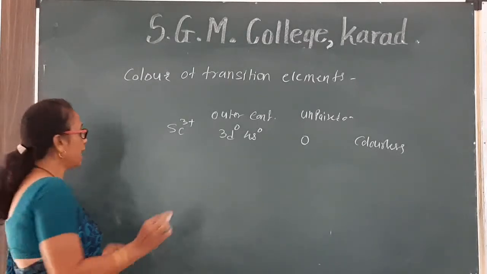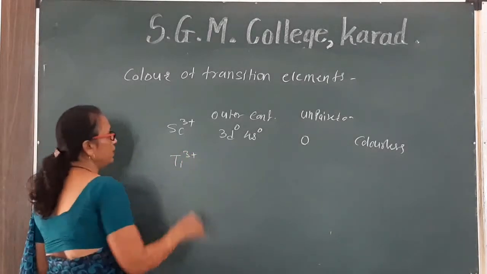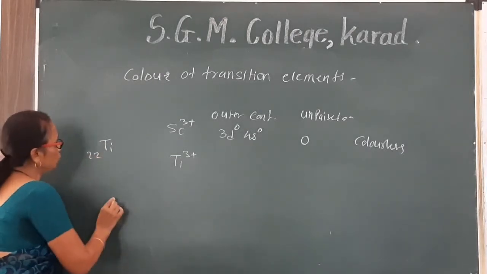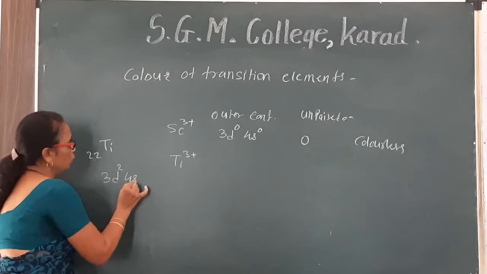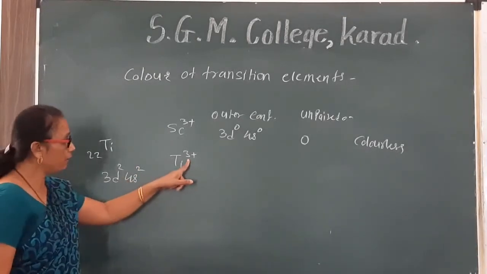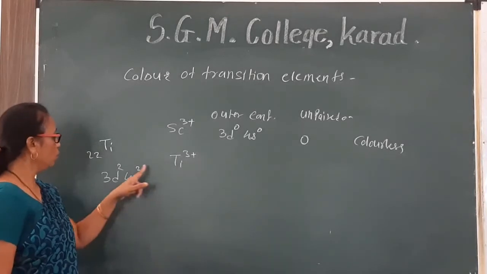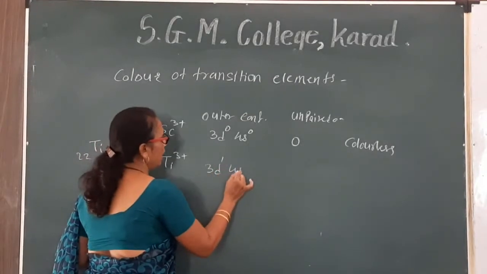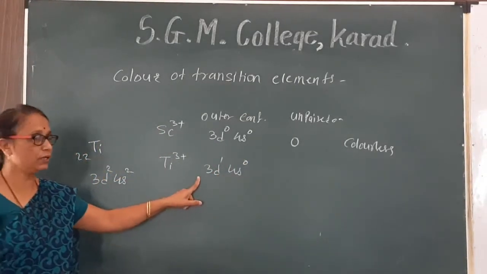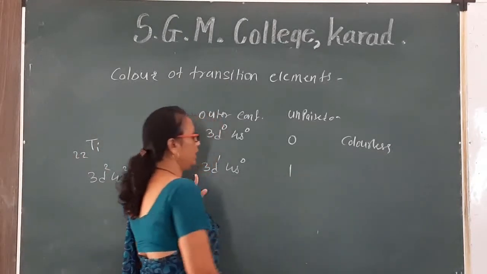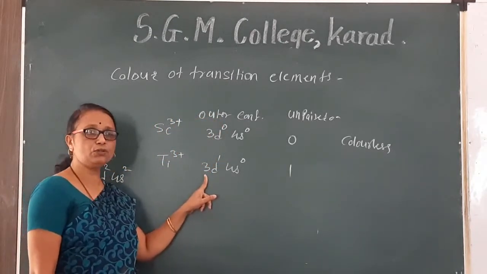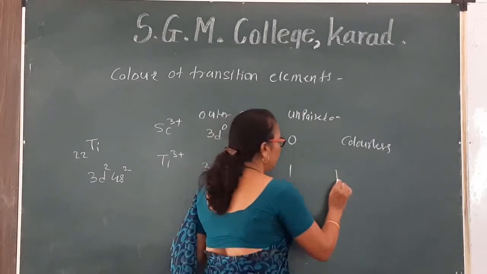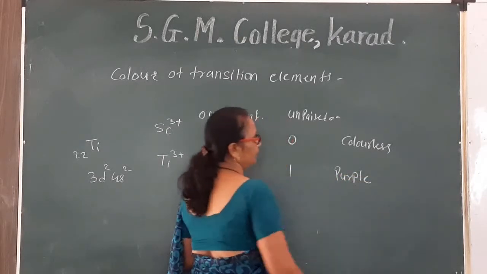Then we see the Ti 3+ ion, titanium 3+. Titanium, second element, atomic number 22, electronic configuration 3d2 4s2. In Ti 3+ there is a loss of 3 electrons, the 2 plus this 1, and the configuration becomes 3d1 4s0. How many unpaired electrons? There is only one unpaired electron. As there is only one unpaired electron, d-d transition is possible, and hence it has color, which is purple.